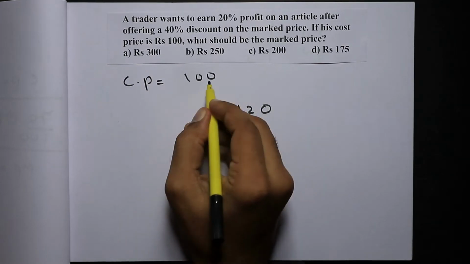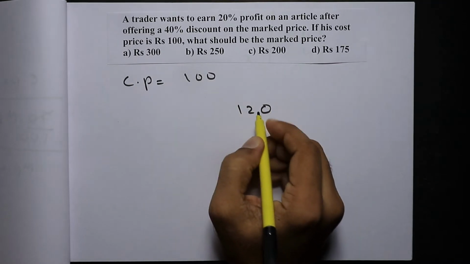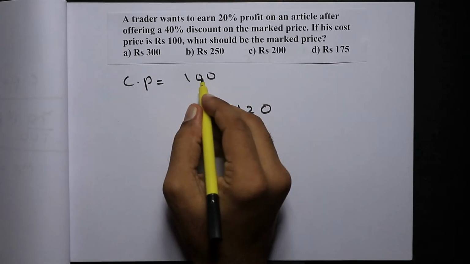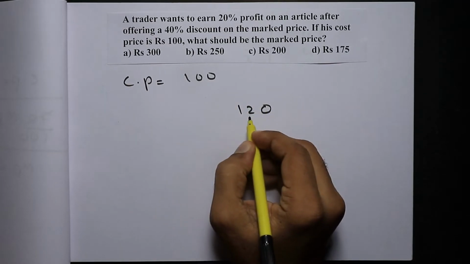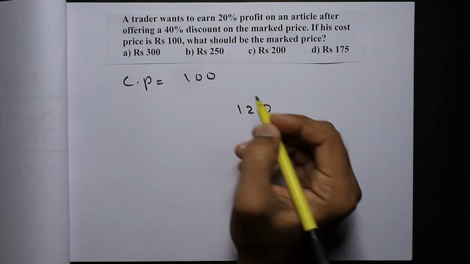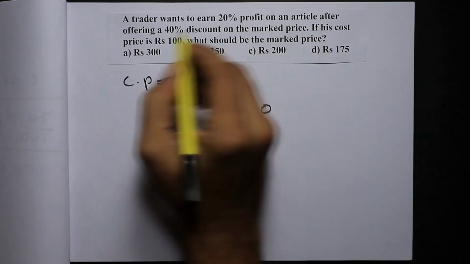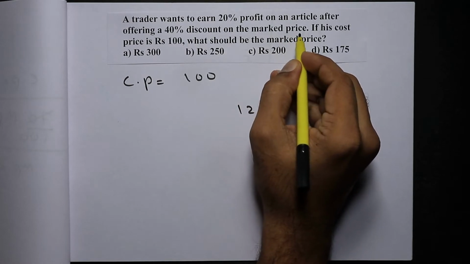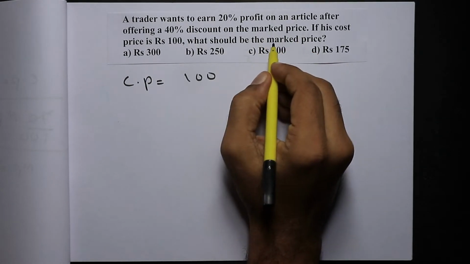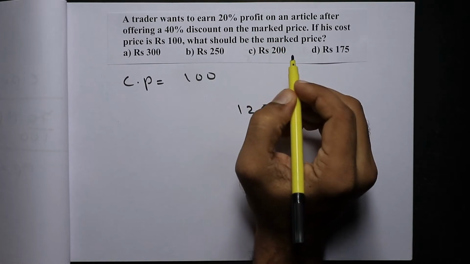So his cost price is 100 and he will sell it at 120, and therefore he'll get 20% of the cost price as profit. So he should actually get rupees 120. Then he'll get 20% profit. Now here it says after offering a 40% discount on the marked price. Marked price is the MRP. That is the price that is marked on the object.